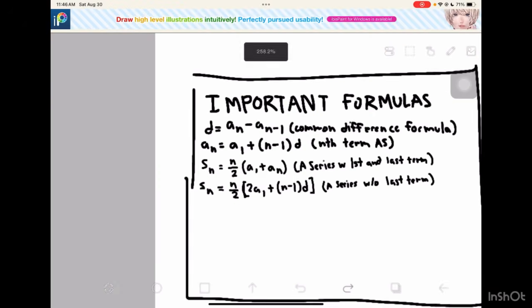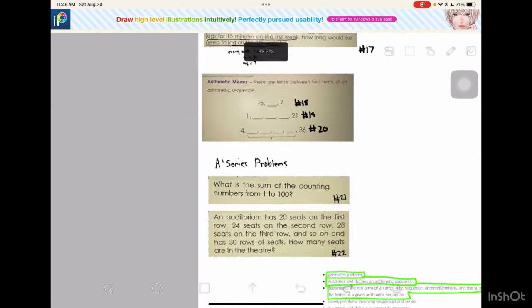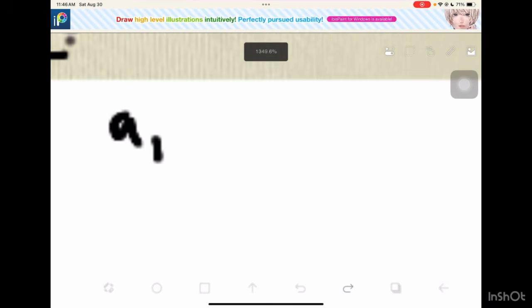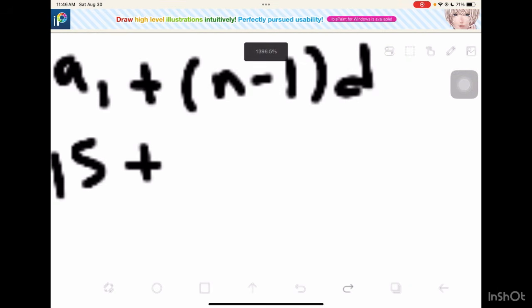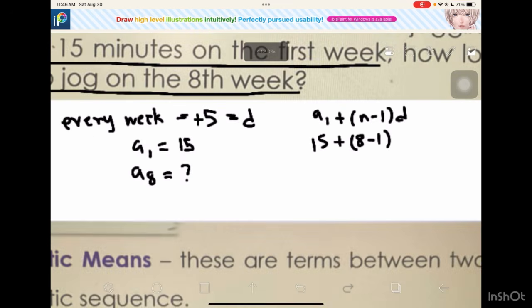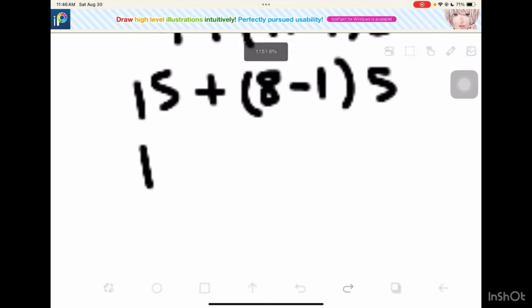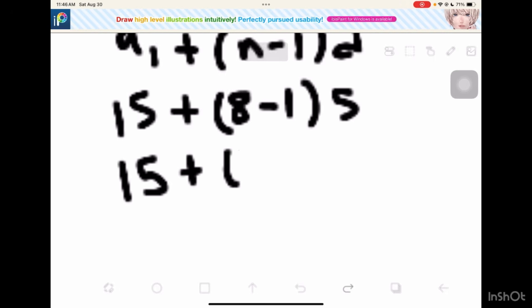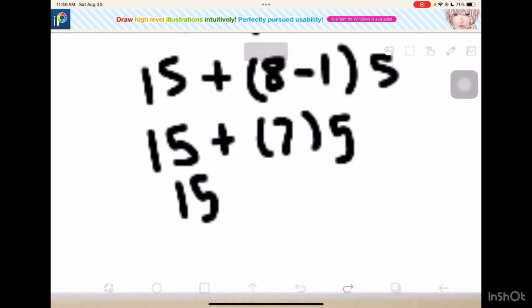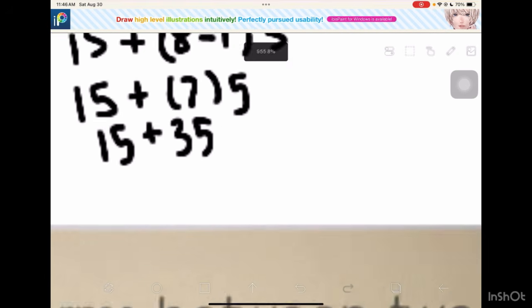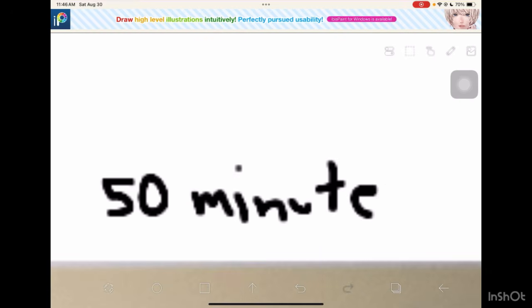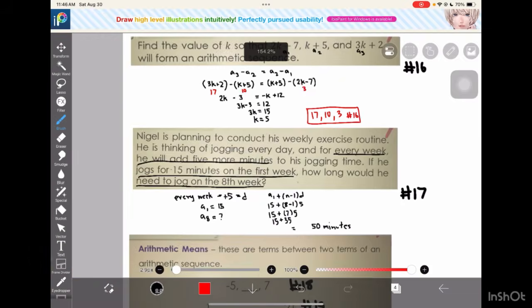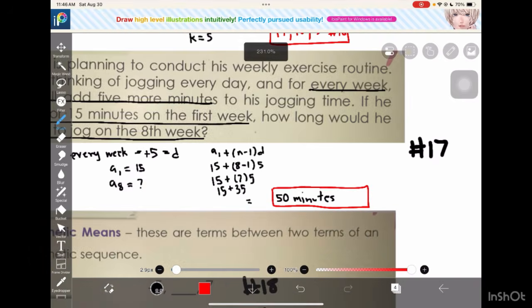So we can just use the nth term formula over here. So that's a sub 1 plus n minus 1 times d. That's equal to a sub 1 is 15 plus 8 minus 1 times common difference as 5. 15 plus 7 times 5. 15 plus 35 is equal to 50 minutes. And this is number 17.